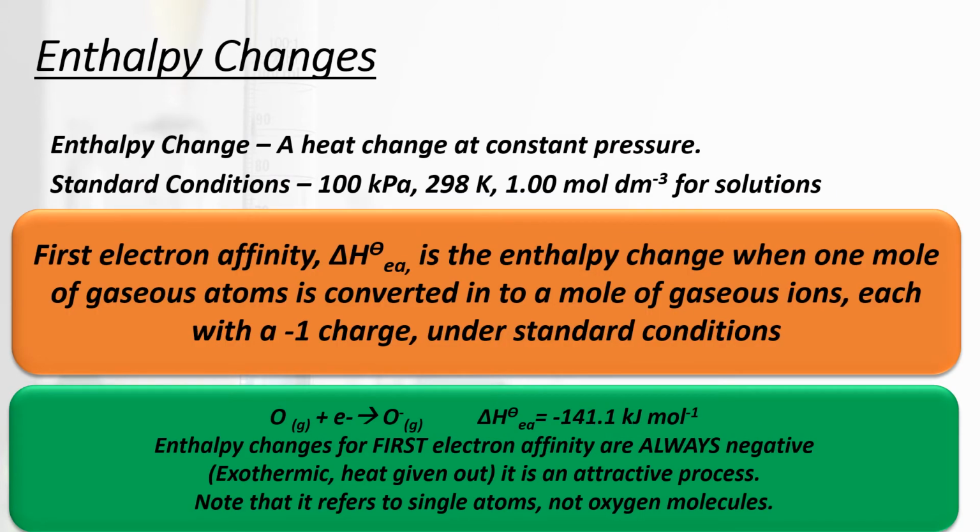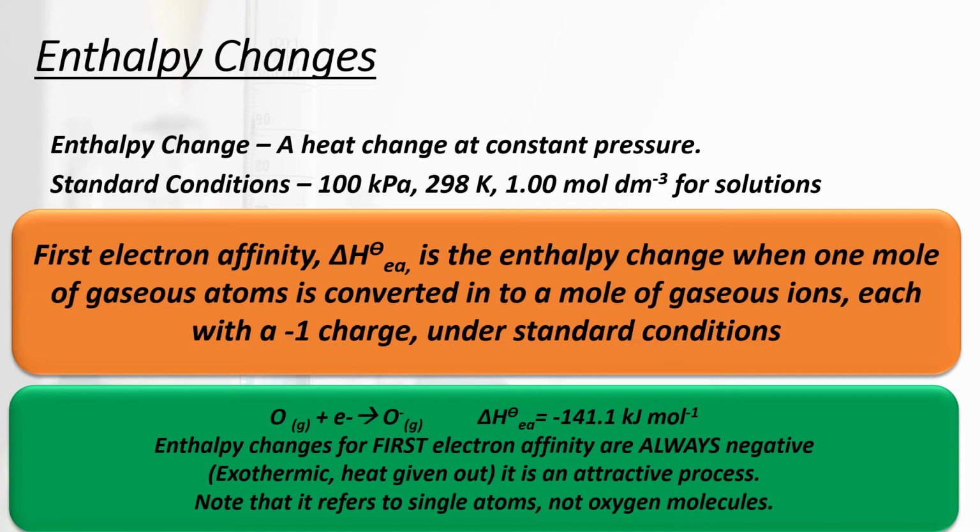We then have something called the first electron affinity. So the first electron affinity is the enthalpy change when 1 mole of gaseous atoms is converted into a mole of gaseous ions, each that has a -1 charge under standard conditions. So electron affinity is essentially the opposite of ionisation energy. We're not knocking an electron off, we're technically adding an electron. So we start off with 1 mole of gaseous atoms, and we convert it into a mole of gaseous ions that have a -1 charge under standard conditions.